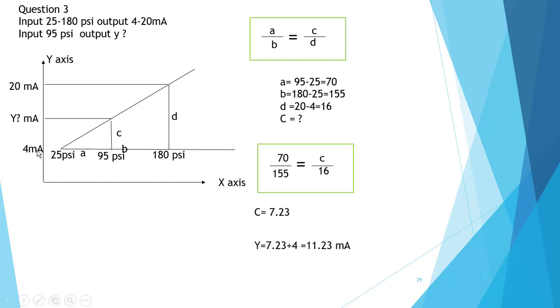Now we calculate C. D is 20 mA minus 4 mA, which is 16 mA. If you use this formula, we get C as 7.23. That is just this part, but we should add 4 mA. So 7.23 plus 4 equals 11.23 mA.